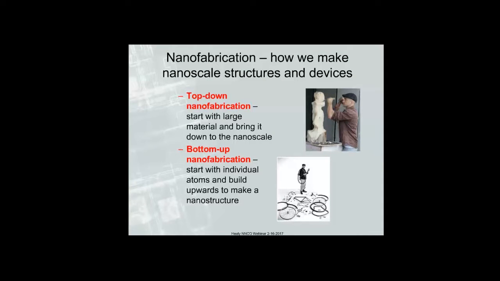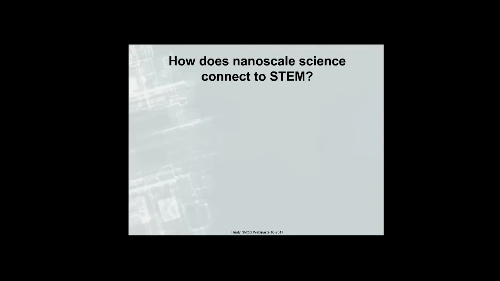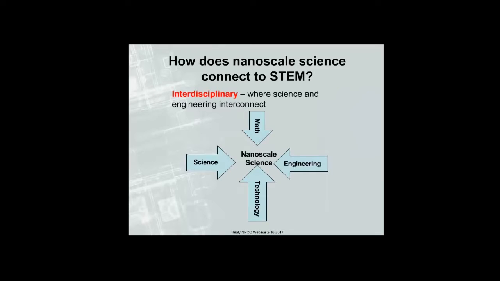So how do we make things? As I said, we are a facilities network, and in our labs we work through top-down fabrication, essentially starting with a large piece of material and etching it down, typically with chemicals. And then we have bottom-up nanofabrication, which is where we take individual atoms, create molecules, and build nanostructures. So those are the two ways we make things in our clean rooms. So how does it connect to STEM? As I said, it's interdisciplinary, and a lot of the lessons that we do connect to math, science, technology, and engineering.